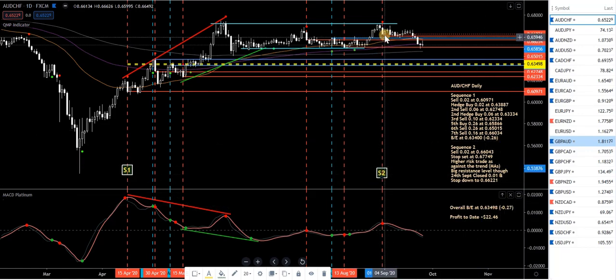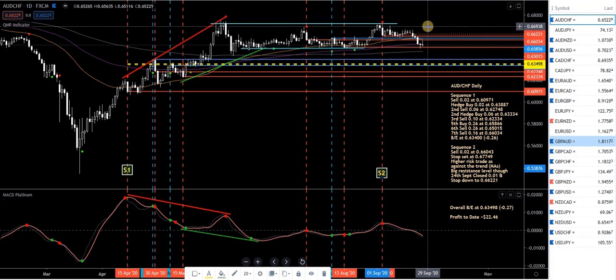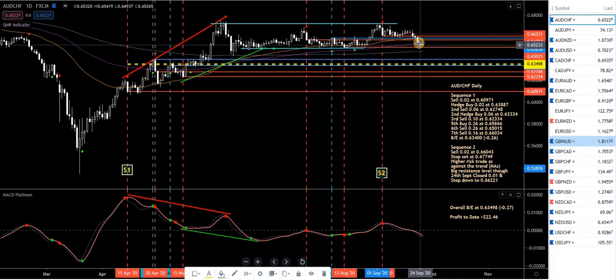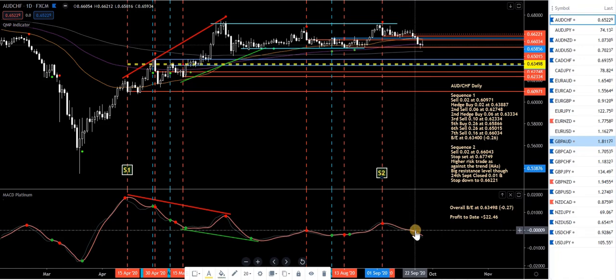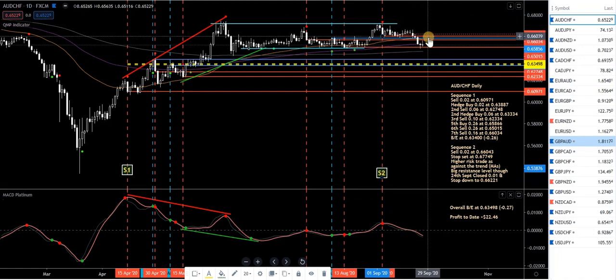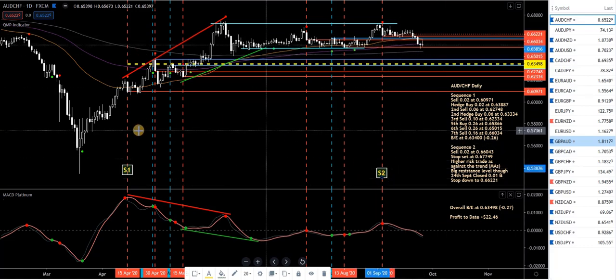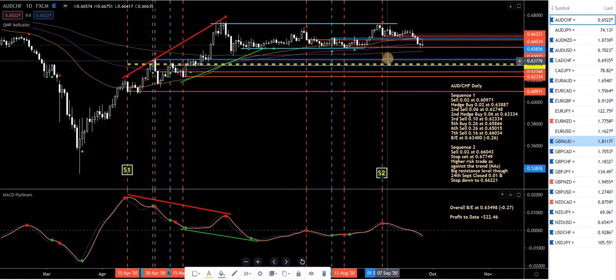But sequence 2 was a recent sell, had a stop in place above this high, and I've since closed half of that trade because the MACD Platinum, which is this bottom, it's just a zero lag MACD, is through the zero level, which is this grey dotted line. So I've closed half, brought my stop down just above the entry level, so I can't lose on sequence 2. In the meantime, I'm just trying to clear this old sequence 1, old hedging, so I've got to get down to these levels here.